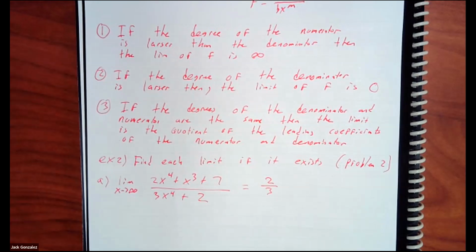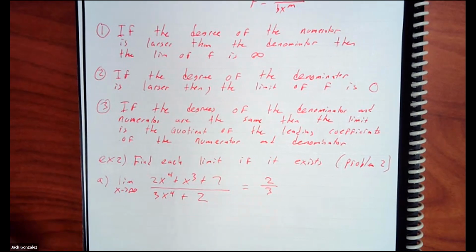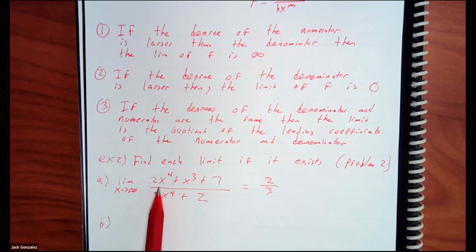Does that make sense? Yes. So basically, these overpower everything else, so we disregard everything else. And since they're growing at the same rate, they almost cancel each other out, leaving you with these numbers. It's just 2 over 3. So that's the example of number 3 there. We don't care about the rest when we're dealing with infinity. Only the highest degrees matter.